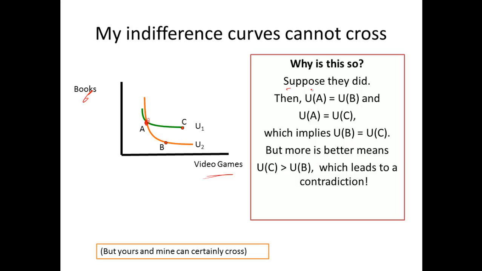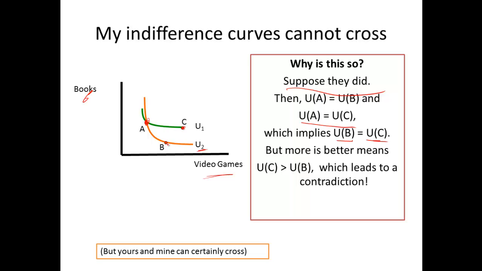If they did cross, then the utility of point A would be equal to the utility of point B. Why is that? Because they're both on indifference curve U2. They both have level of utility U2. But it would also be true that the utility of A equals the utility of C because they're both on indifference curve U1. But that implies that the utility of B equals the utility of C. Because if the utility of C equals A and the utility of B equals the utility of A, the utility of C has to equal the utility of B.